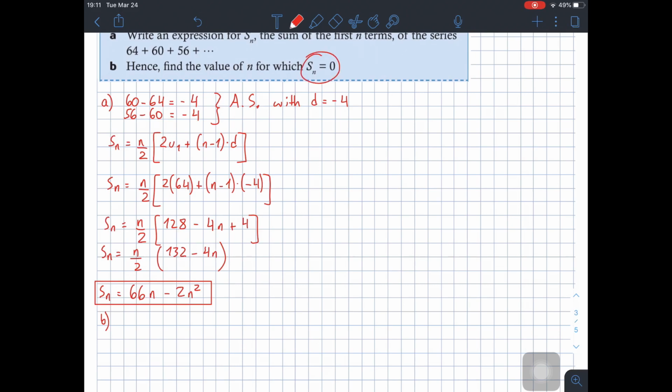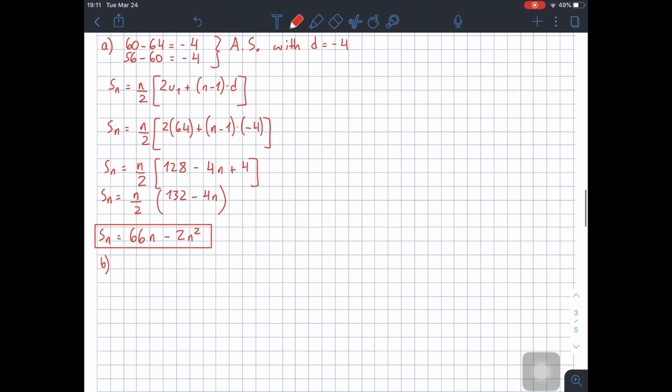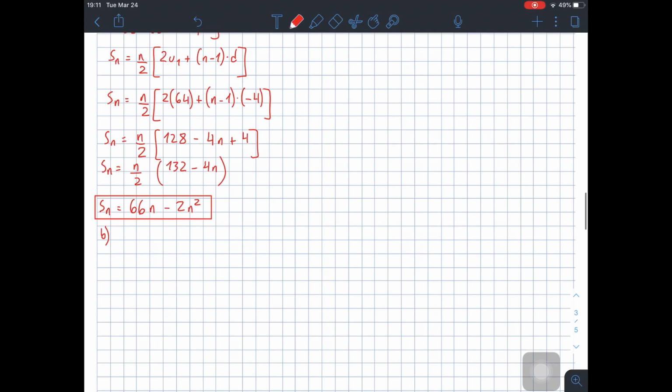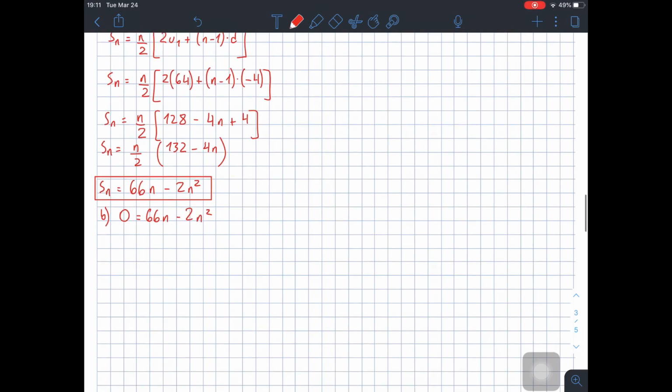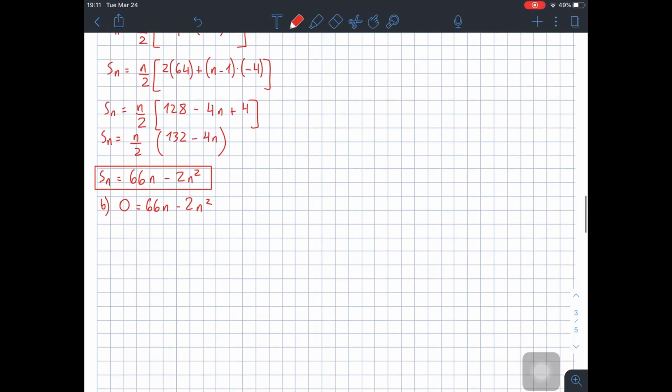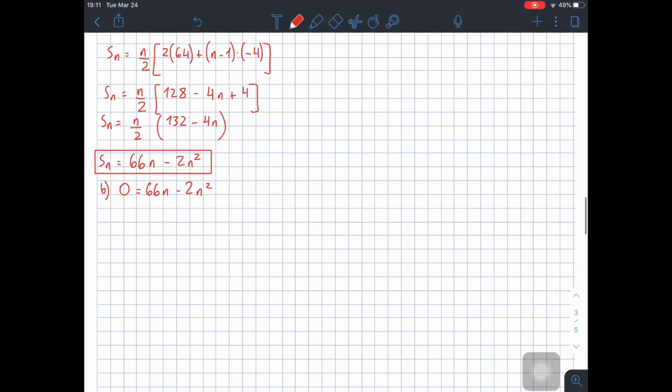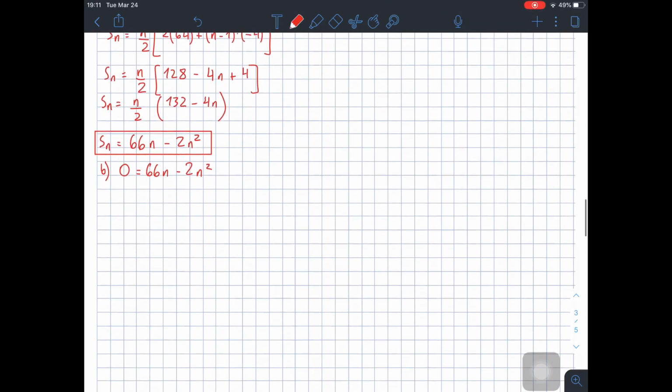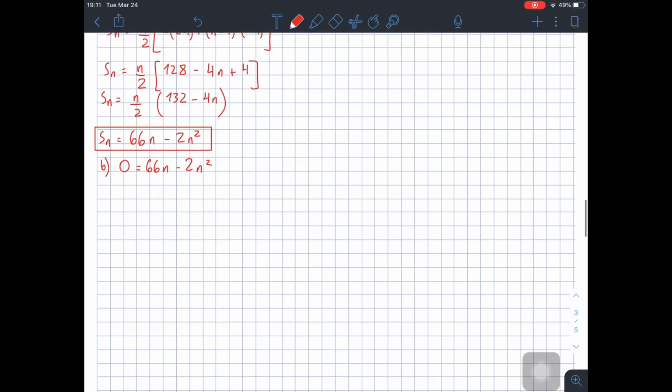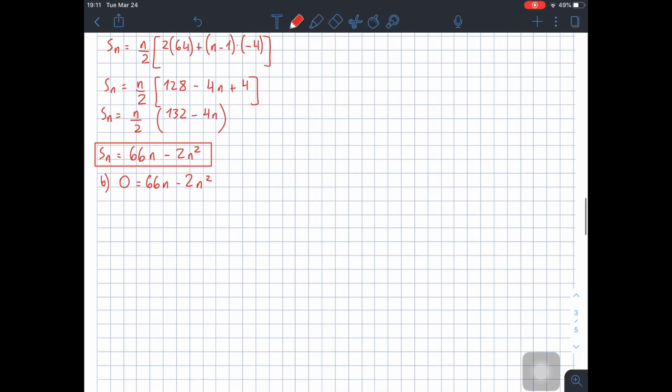If we want S of n to be 0, we're just going to use this formula we just calculated, and set it equal to 0, right? 0 equals 66n minus 2n squared. Okay, so there are multiple ways to solve this. I'm going to show you two ways. The first one is by factoring these terms and without the use of a calculator, right? It's always better if you try doing it without a calculator.